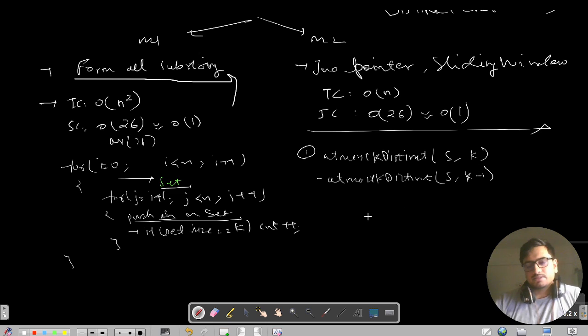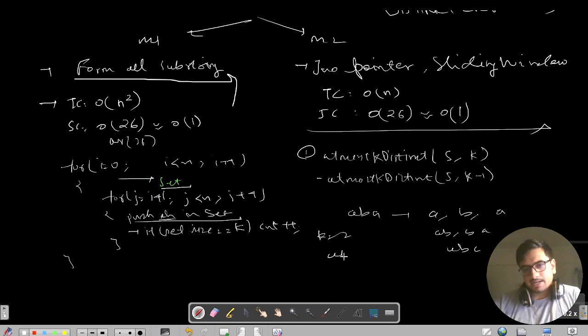That means I am considering all the possible substrings. Let's say for A, B, A, the possible substrings are A, and then B, and then A again, right? And what are the other possible substrings? It would be AB, then BA, and what else? ABA, right? And let's say k equals 2. So these were all the possible substrings where the distinct character count was at most k.